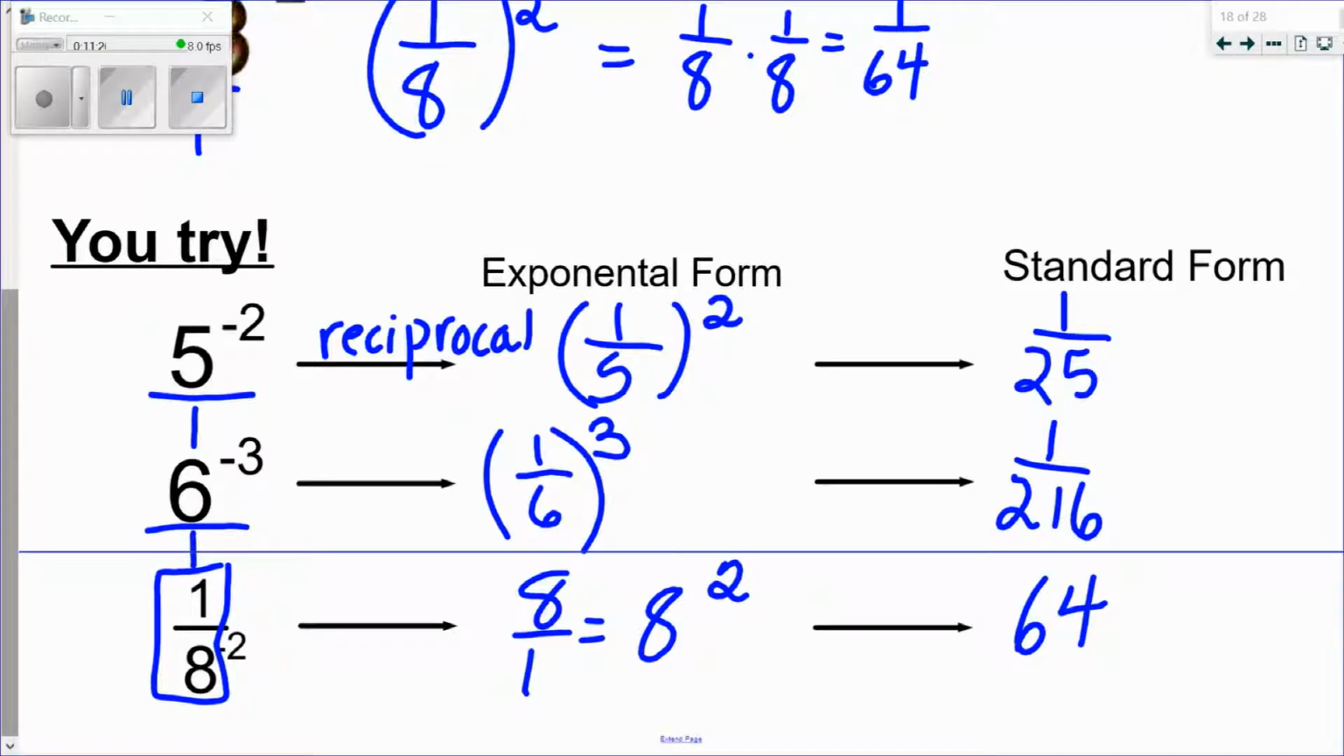Now, this one is 1/8 to the negative 2. Let me show you, I boxed it off, it's 1/8. You do its reciprocal, 8 over 1, and turn the exponent positive, and it becomes 8 squared, which equals 64.